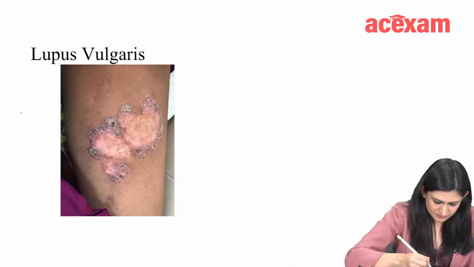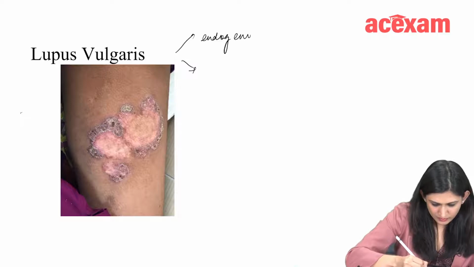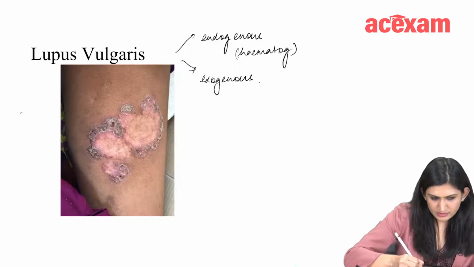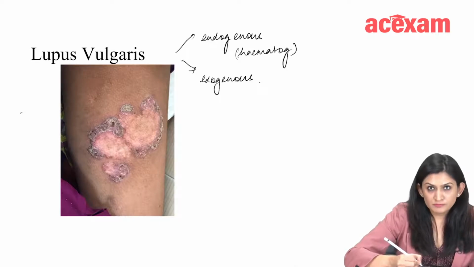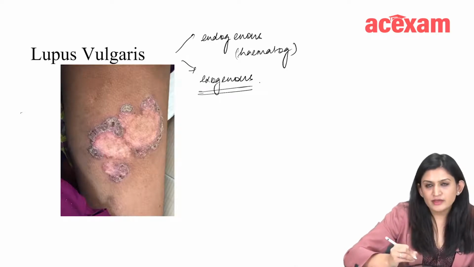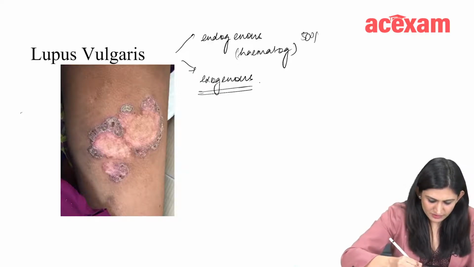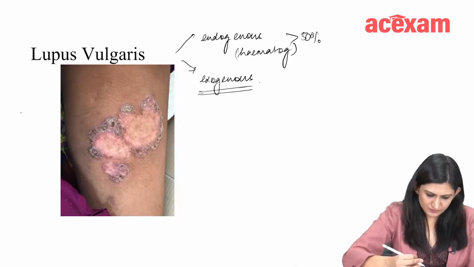So, lupus vulgaris most commonly occurs due to an endogenous cause. We discussed that it is through hematogenous spread. Okay, there can be an exogenous cause as well. Suppose a person sits on sputum in a farm which is infected with tubercular bacteria, they will get the exogenous type of lupus vulgaris. Okay, but the most common type is the endogenous type. So more than 50% of the manifestations of lupus vulgaris would be due to endogenous cause.